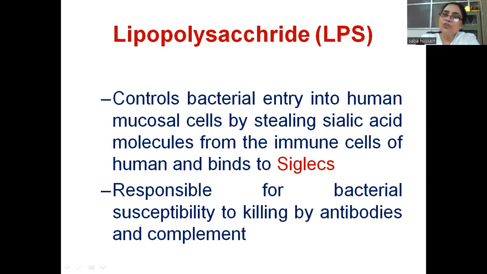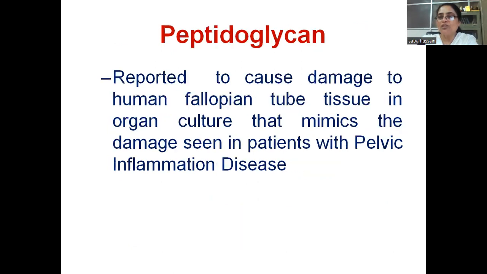These are the ones which are responsible and also susceptible. So if we are going to develop any vaccine, then this is the part which we can target. This is responsible for bacterial susceptibility to killing by antibodies and complement also. Then the peptidoglycan is another one which I have shown in the pictorial depiction. These are peptidoglycan fragments which are released from the cell, and they come on the surface of the bacterial cell.